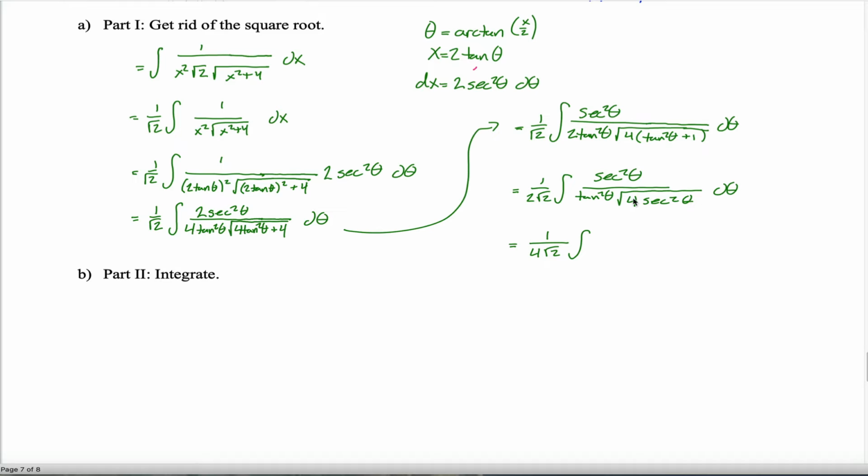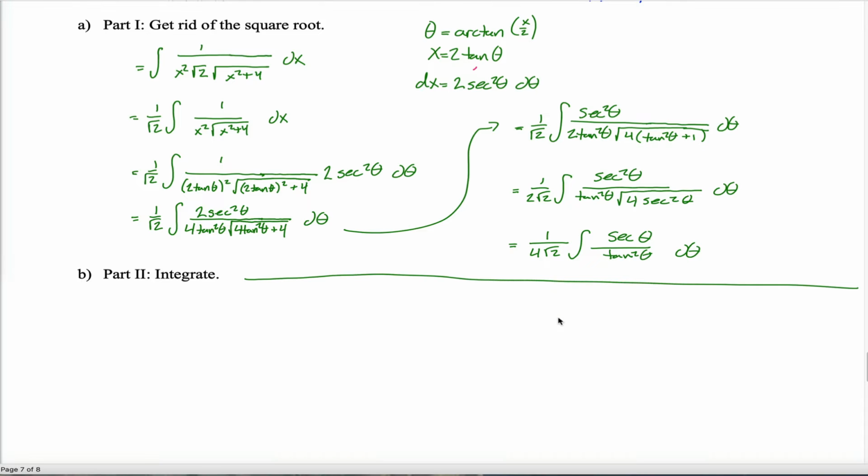And then the secant that results from here will cancel out with one of the secants up here. And I'll get secant of theta divided by tangent squared theta d theta. We've gotten rid of the square root sign. We're done with part 1. That brings us to part 2.